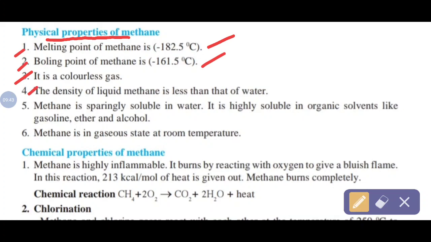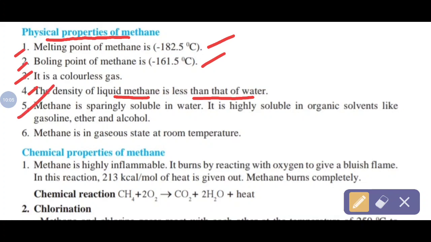Fourth one, the density of liquid methane is less than that of water. So liquid methane floats on water. Remember this. It means liquid methane is lightweight. Density is less, so it is lighter as compared to water. So liquid methane floats on water, that is the meaning of this fourth property.